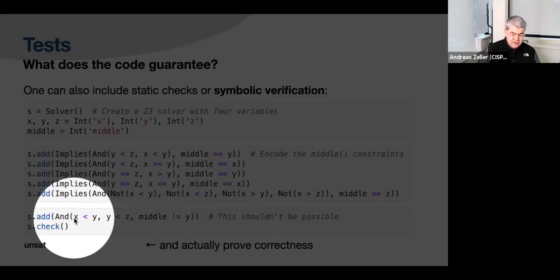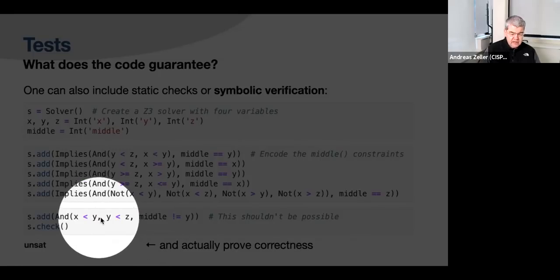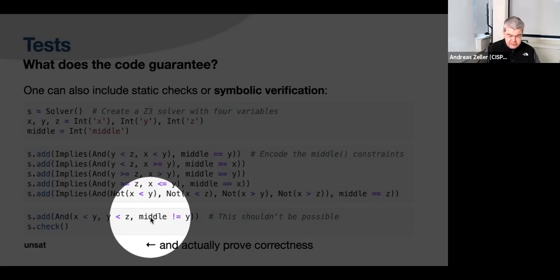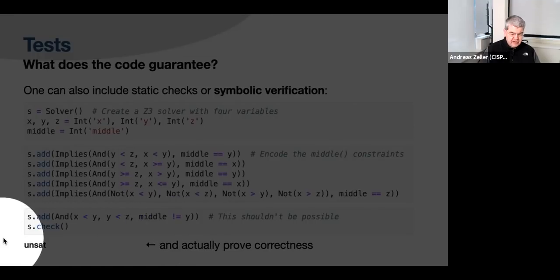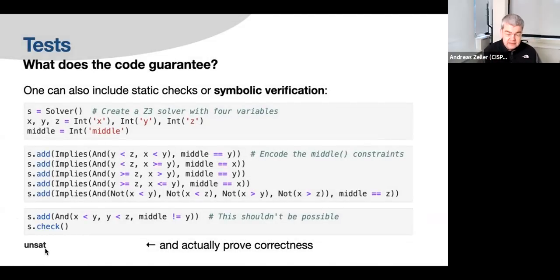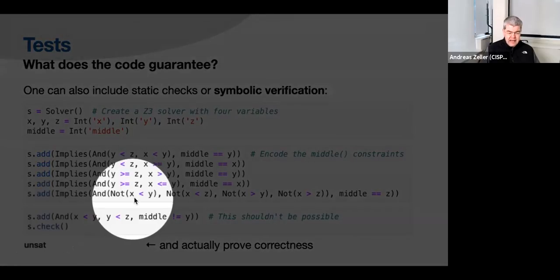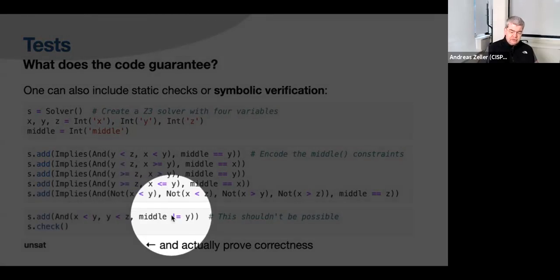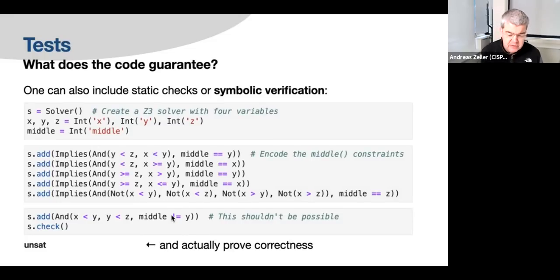Okay, obviously Y is the middle value in here, and we tell the solver, please find a solution where middle is not Y. Okay, and then we have the solver check this entire set of constraints, and the solver returns unsat for unsatisfiable. There is no way that middle cannot be Y, which in turn proves that middle has to be Y in here. So we have just automatically proven correctness of our program.